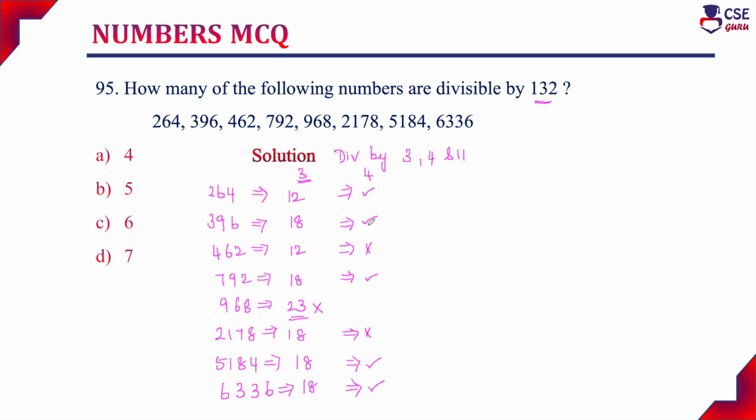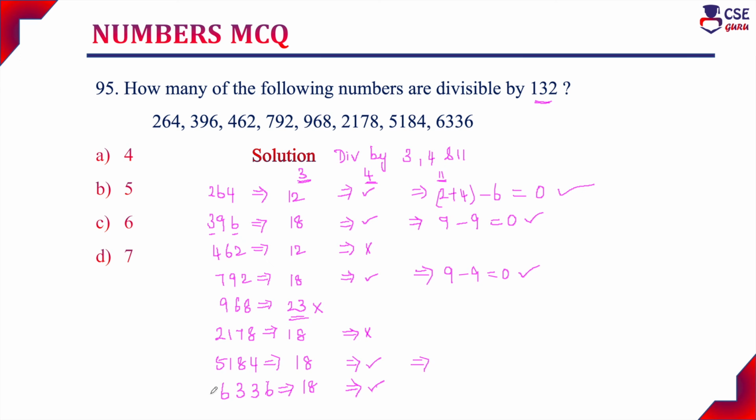Now we will check only these options for divisibility by 11. For 264, the sum of the odd digits is 2 plus 4 minus 6. So 6 minus 6, we get 0. Yes, this number is divisible by 11. And the next number, the sum of the odd digits is 3 plus 6, that is 9, minus 9. So the difference is 0. Yes, it is divisible by 11. Next, 792, the sum of the odd digits is 9, so 9 minus 9 is 0. Yes, it is divisible by 11.